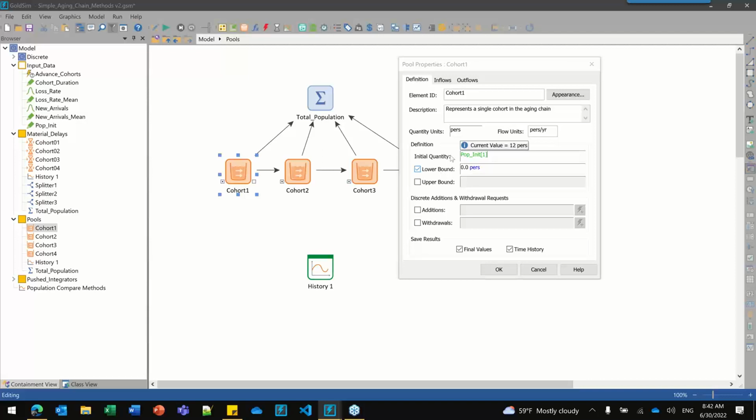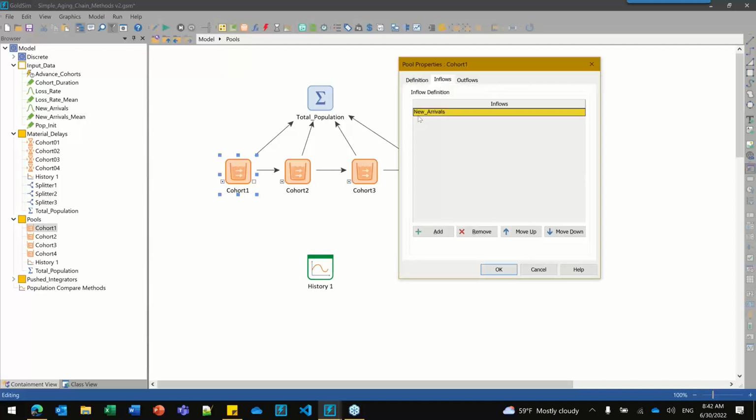Okay, so we don't ever go negative. We have an initial value, and then we can look at the inflows. In our case, we have new arrivals coming in, so these are new hires. And then we have outflows where we have losses and graduates. We define those separately.